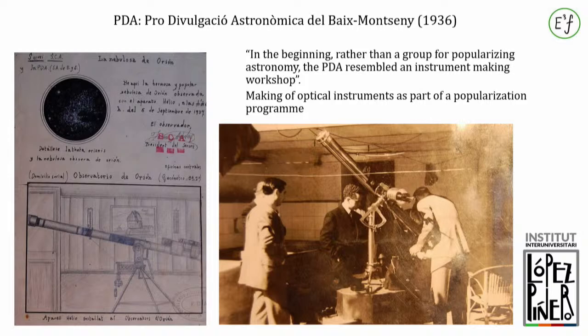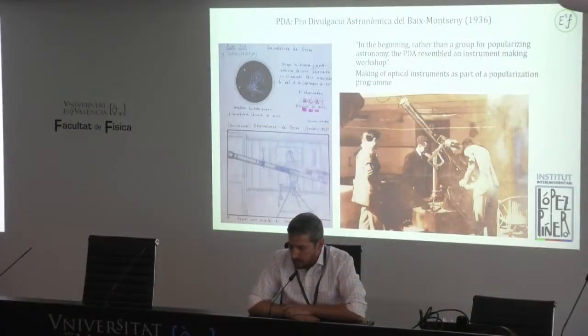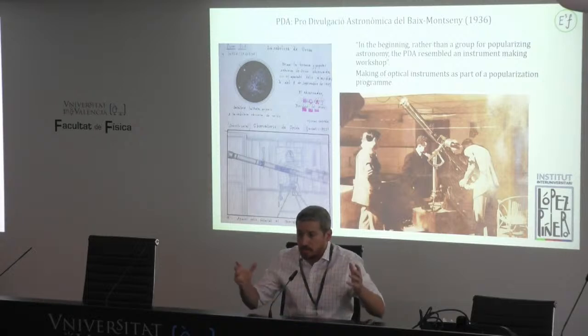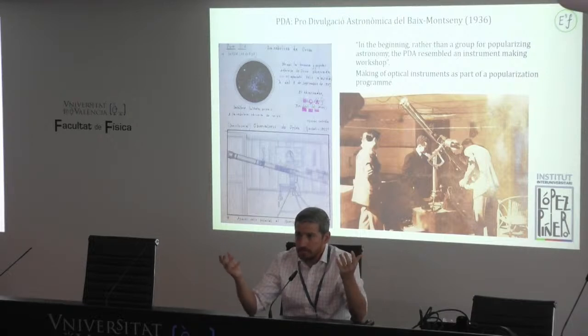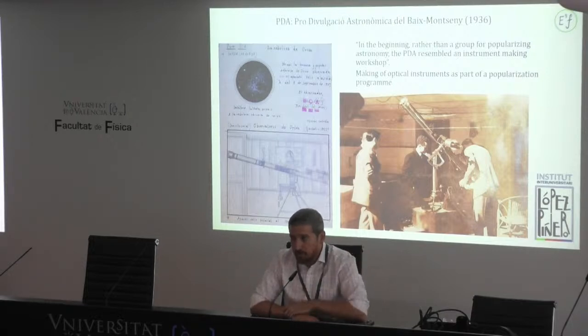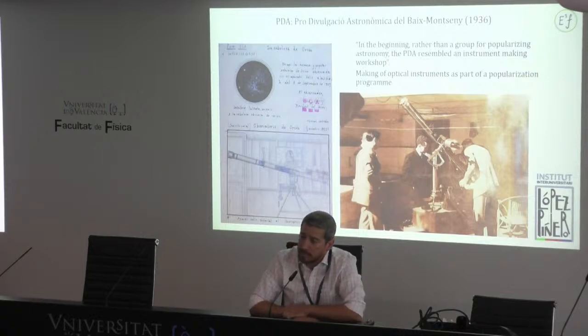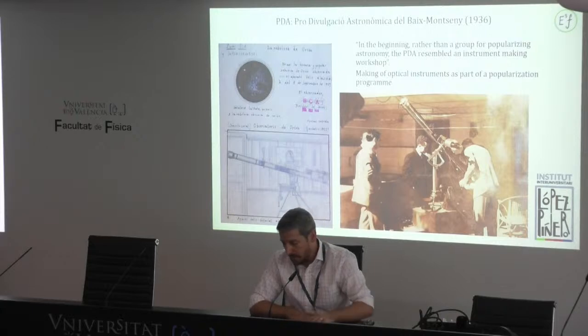And Astor, for instance, in 1950, organized an astronomical exhibition in which, and it's interesting to see how institutional and official institutions also took part, but also some other amateur astronomers, like this one, the Group Pro Divulgación Astronómica del Baix Montseny, which was founded 2 months before the start of the Civil War in 1936 at San Celoni, a village 40 kilometers away from Barcelona. And it was a fairly small society. It never had more than 20 members, but it was very, very active.